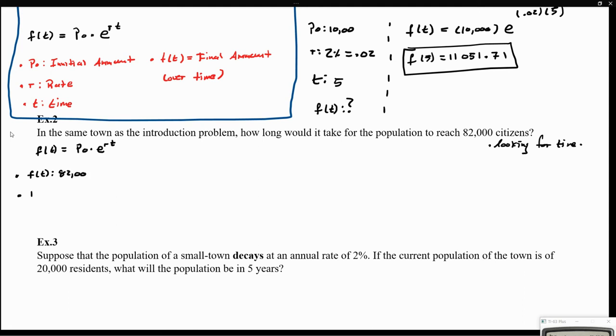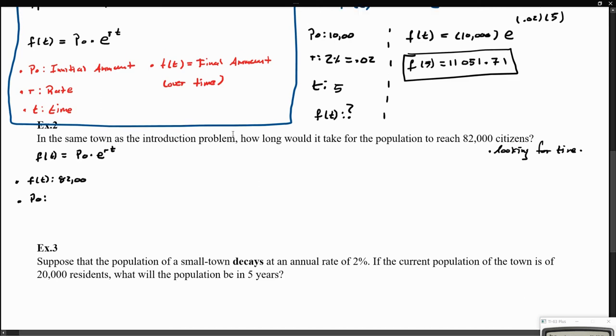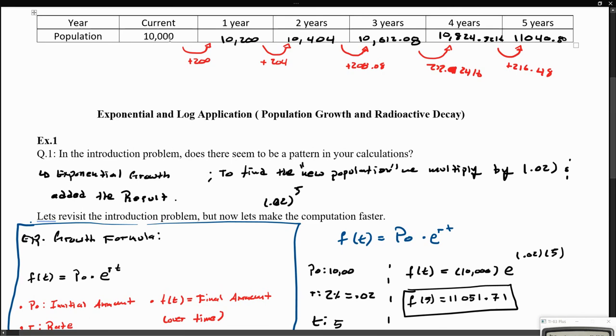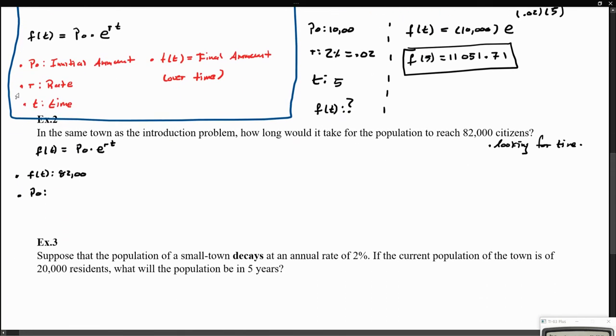Now, do we know the initial population? Well, it says it is the same problem that we started with. So therefore, my initial population is 10,000. Do we know the rate? Since it is the same problem, the rate is 0.02. And now, do we know the time? Well, the time is actually what we're looking for. So we have a formula, and we have a lot of knowns and just one unknown. So we can definitely just plug it in and then work it out algebraically.